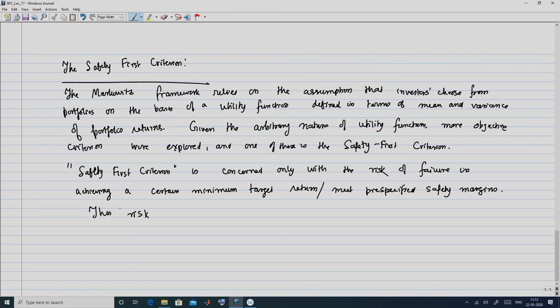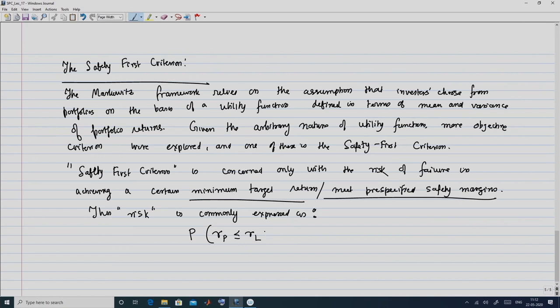So please understand, I am not talking about the criteria here, but I am identifying the risk. This risk is commonly expressed as the following: if you have the portfolio return given by RP and you are worried that this will be less than or equal to some minimum target or pre-specified return that you want, which is RL, you want to check what is going to be the probability of RP being less than or equal to RL, and this risk is commonly expressed as this probability must be less than or equal to alpha.